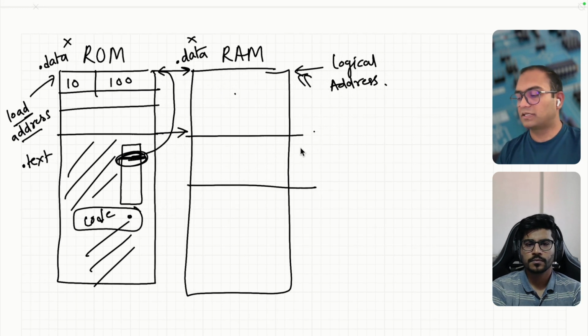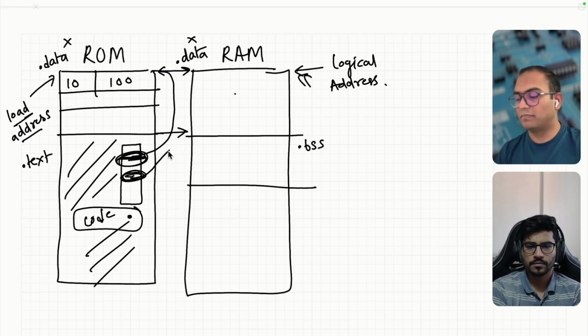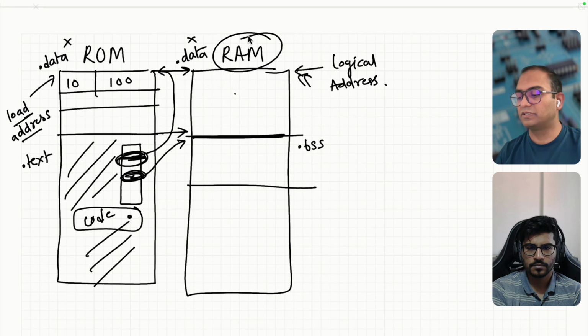The BSS section only exists in the RAM. And there is some other part of code which understands where this BSS section in the logical address space, which is the RAM region, starts and for how many bytes it extends. And what it will do is initialize it with some value.